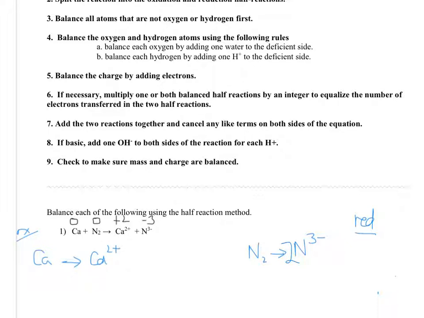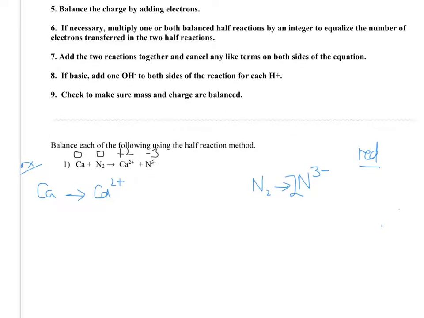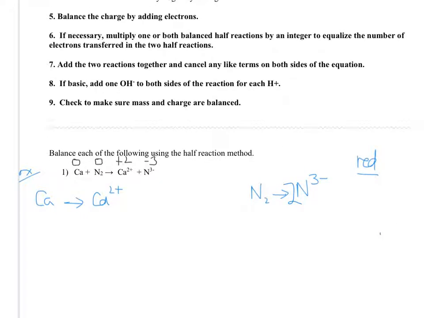All right, step 4. Step 4 says balance the oxygen and hydrogen atoms using the following rules. Well, no oxygens or hydrogens, no oxygens or hydrogens, so we're done with that step. Okay, step 5 says balance the charge by adding electrons.